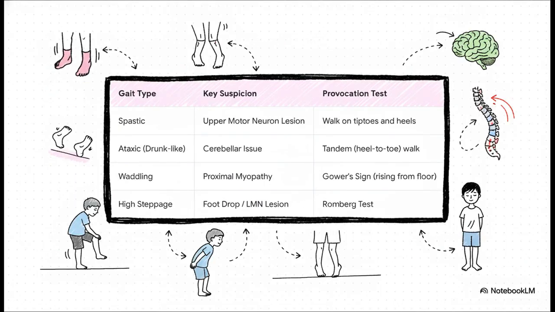So if the child can walk, you're going to be watching them very closely. And think of this as your personal cheat sheet. Each type of walk or gait hints at a different problem, and each one has a special test to help you figure it out. Like if you see a really stiff, spastic walk, you're thinking upper motor neuron lesion, and you'll ask them to try walking on their tiptoes. Or say you see a waddling gait, you might suspect a proximal myopathy, so you'd test for something called Gower's sign. It's all about connecting what you see to what you do next.